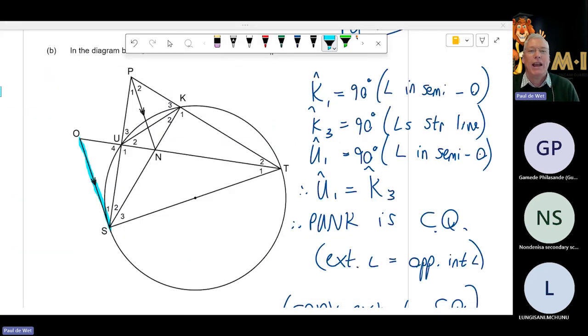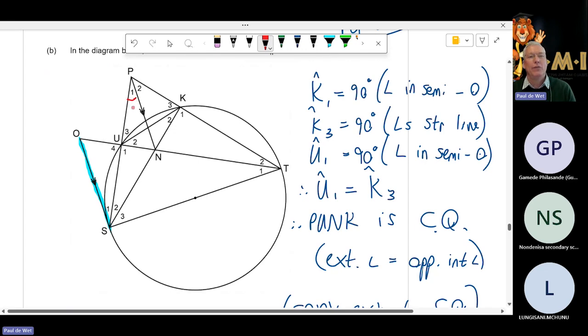Can you tell me how to do this question now? Angle S1 is equal to angle P1. P1's over here, S1 is over here. Why is S1 equal to P1? Okay, guys, well done. Just listen carefully. We never talk about alternate angles, corresponding angles, or co-interior angles without also talking about which lines are parallel.